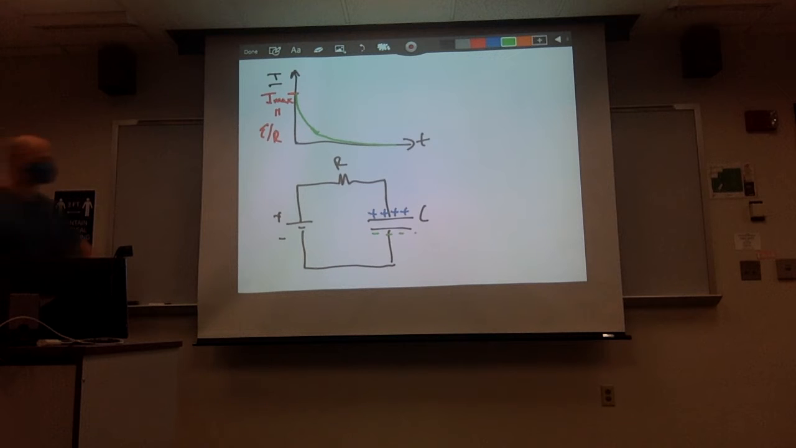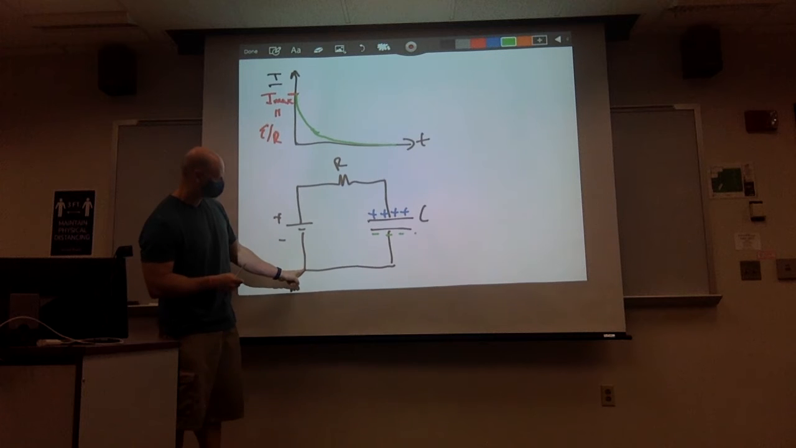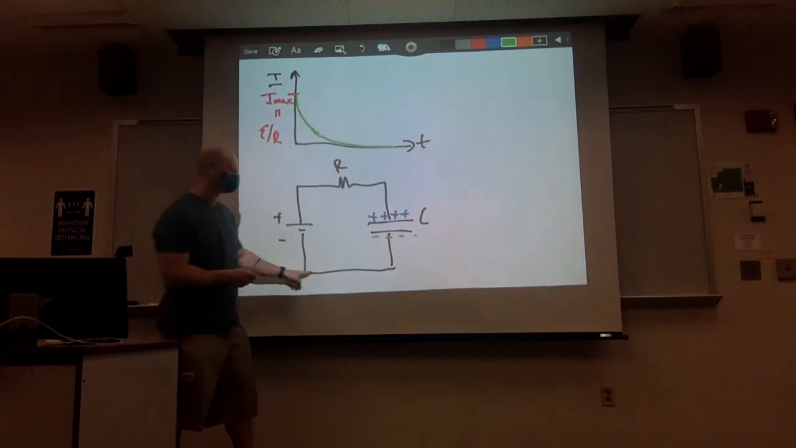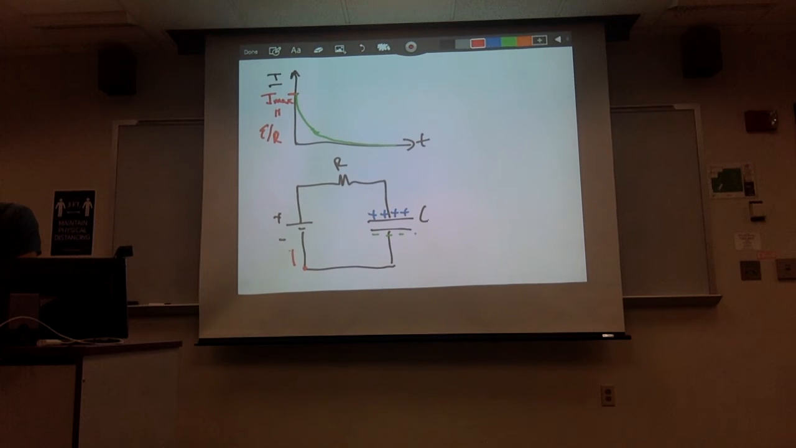Now from here, I want to use Kirchhoff's loop rule. I have no junctions here, so I don't have to worry about the junction rule. But I want to start here at this point and then analyze the circuit as I go around to this point. So this is going to be my starting point down here. We're going to go through my circuit in this direction.